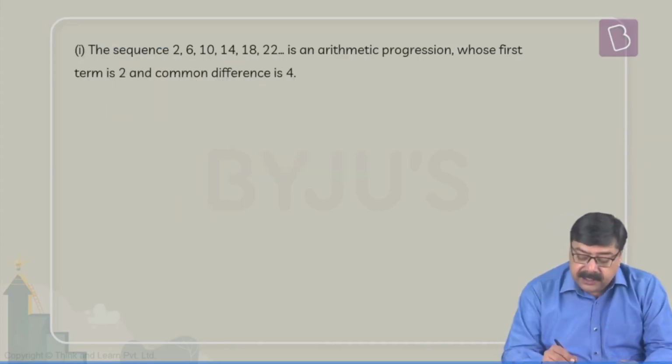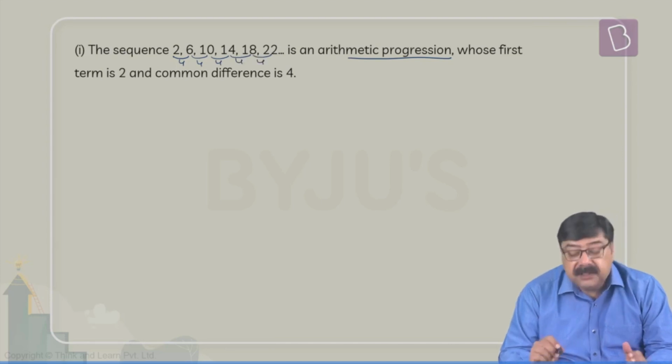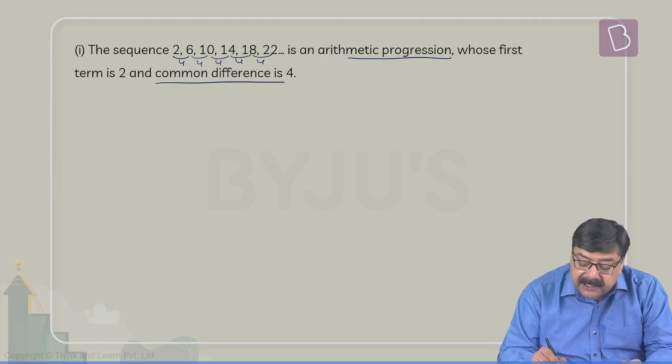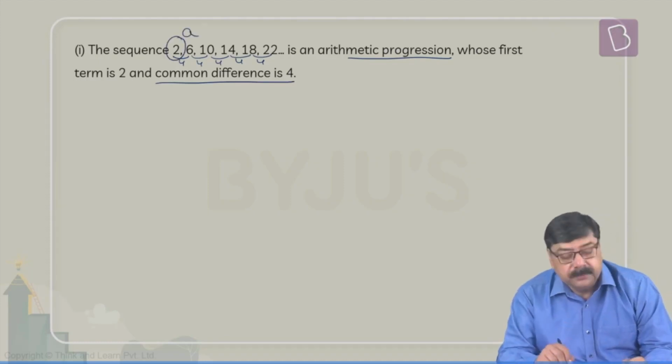Now, as you see, the sequence 2, 6, 10, 14, 18, and 22 is an arithmetic progression. Well, 2 and 6, the difference is 4. 6 and 10, the difference is 4. 10 and 14, difference is 4. 14, 18, 18, 22. Everywhere, the difference is 4. So the common difference here is 4, and the first term, that is A, is 2.